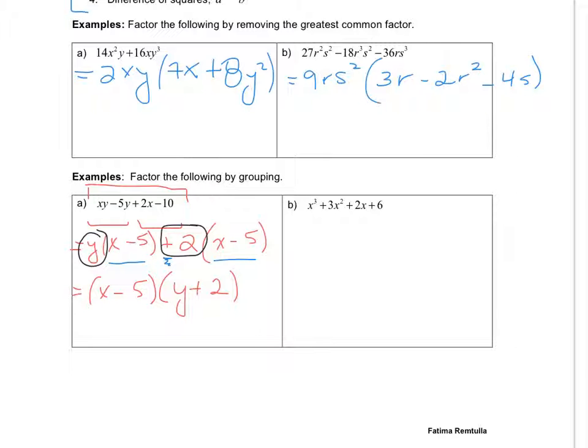Now, I'd like you to try the next question on your own. So group the first 2 terms and group the second 2 terms and see how it goes for you. So pause the video right now. And now hopefully you're checking your work.